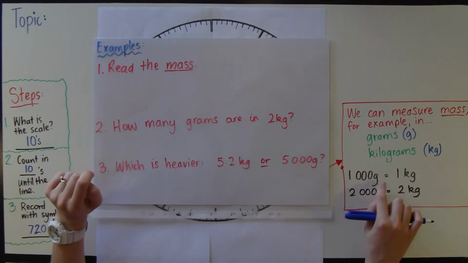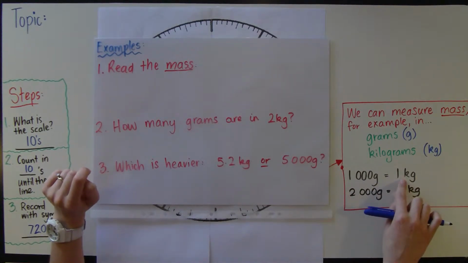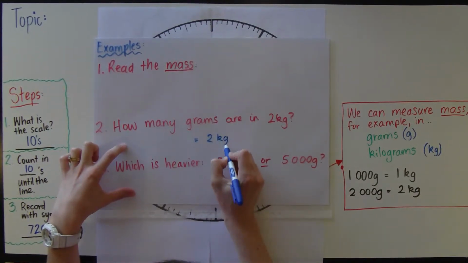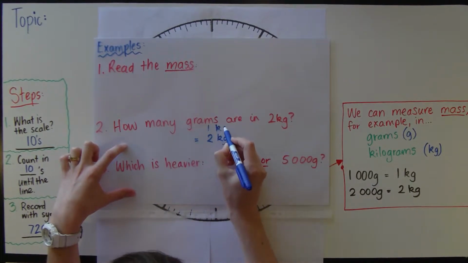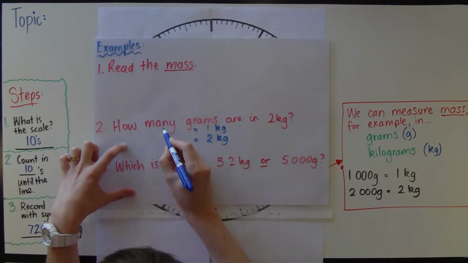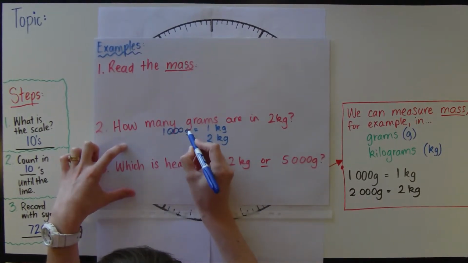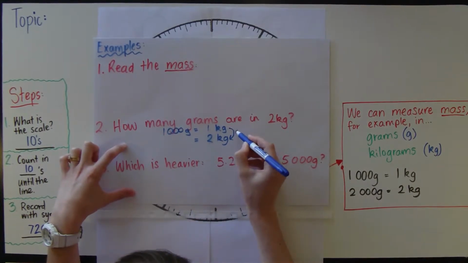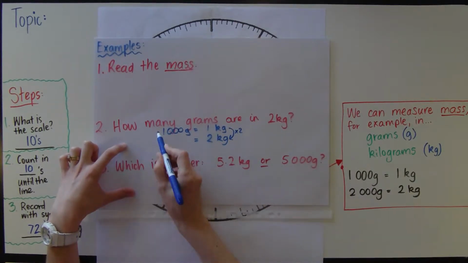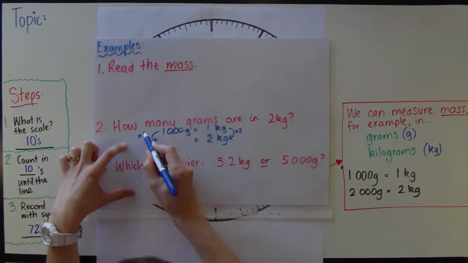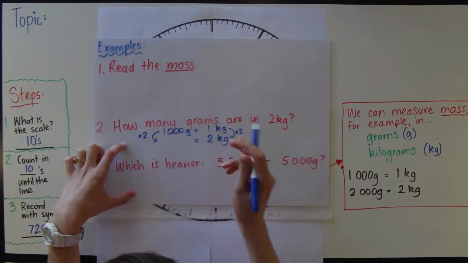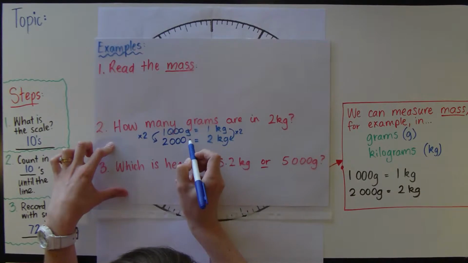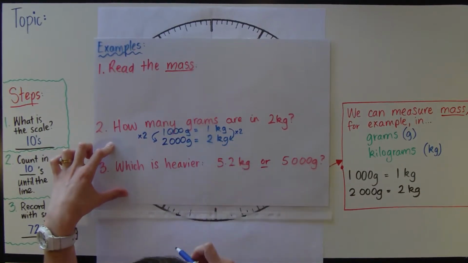We know that 1,000 grams is the same as 1 kilogram. So we can just put the 2 kilograms on this side, put 1 kilogram above that to help us out. So if 1,000 grams is the same as 1 kilogram, to get from 1 kilogram to 2, we just times it by 2. So we just do the same on the other side to make it even, we're trying to see what the equivalence is. So that would mean 2,000 grams is the same as 2 kilograms.